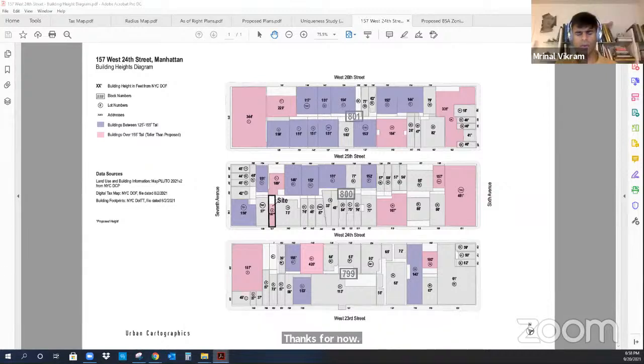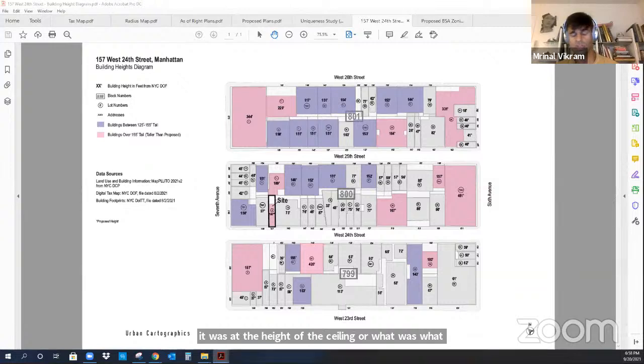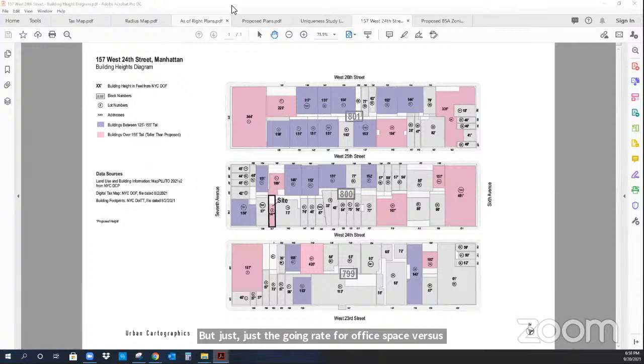I just have a question. Why was the return on investment on an office space lower than on a residential space? Was it the height of the ceiling, or what exactly was the difference there? Or just the going rate for office space versus residential apartments? Yeah, I believe it was the rents and just the spaces, which were very small because of the circulation area, only having one elevator, which led to not an ideal situation for office space at the site.